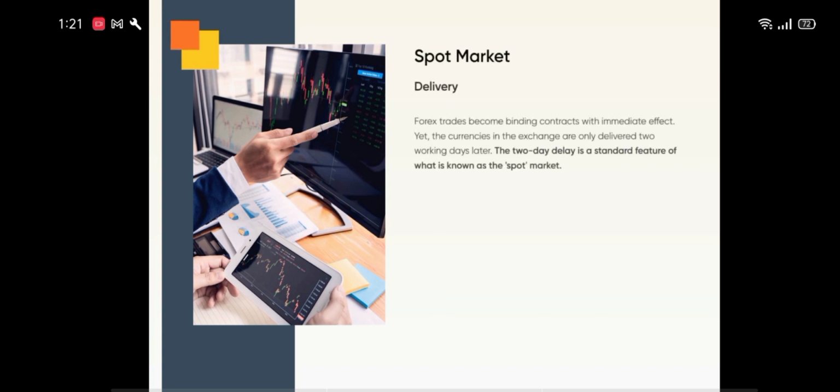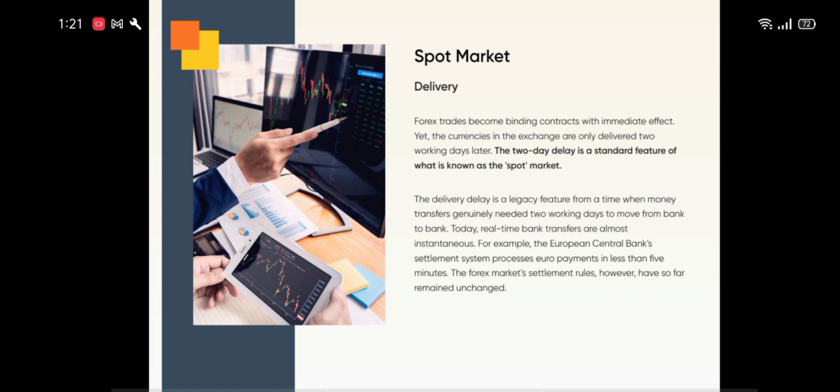Delivery. Forex trades become binding contracts with immediate effect. Yet, the currencies in the exchange are only delivered 2 working days later. The 2-day delay is a standard feature of what is known as the spot market. The delivery delay is a legacy feature from a time when money transfers genuinely needed 2 working days to move from bank to bank. Today, real-time bank transfers are almost instantaneous. For example, the European Central Bank's settlement system processes euro payments in less than 5 minutes. The forex market's settlement rules, however, have so far remained unchanged.